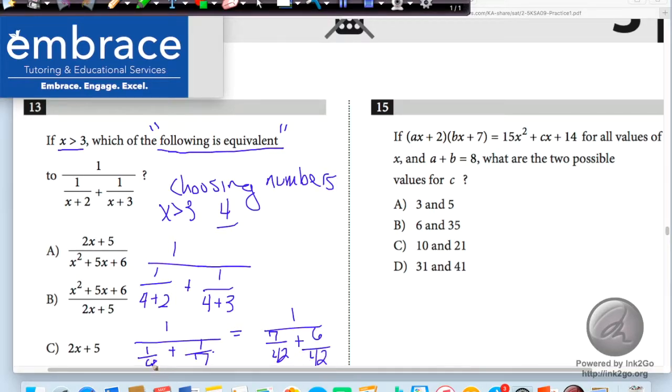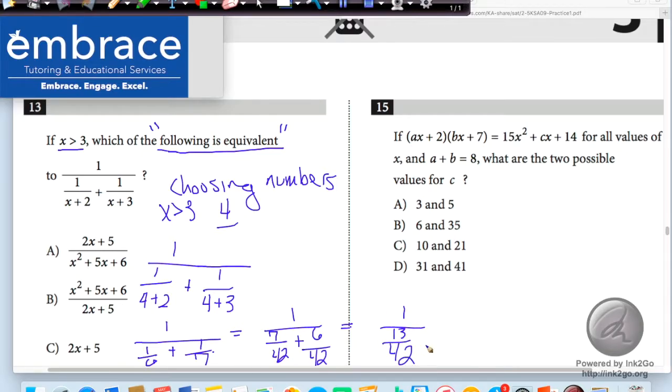If I multiply here, 42 is the common denominator, so I multiply this 1 by 7 to get 7 over 42. 42 is the common denominator, so I multiply this 1 by 6 in order to get 6 over 42. This then gives me 1 over, let's say, 13 over 42.